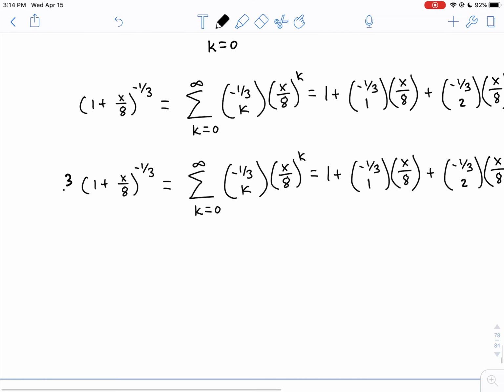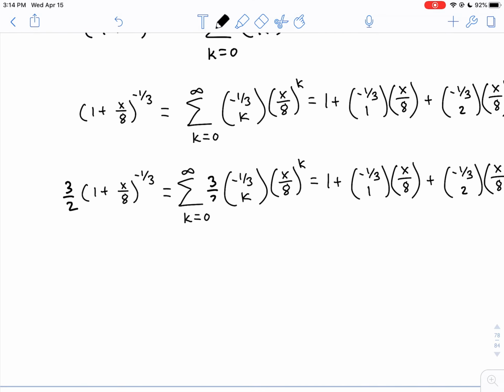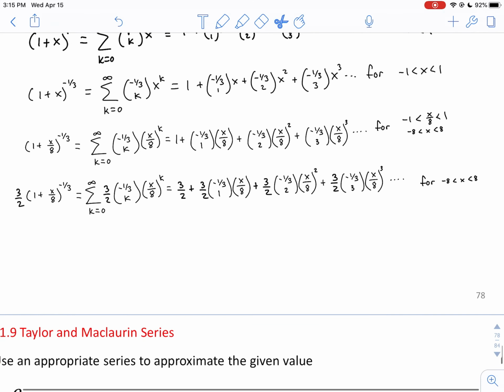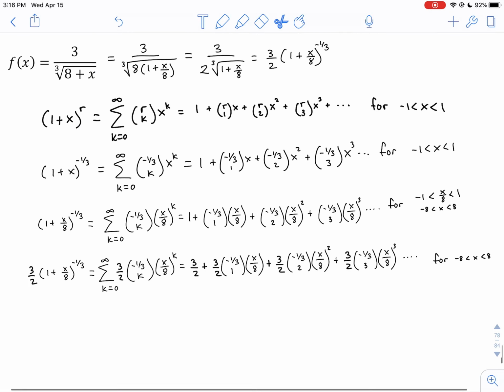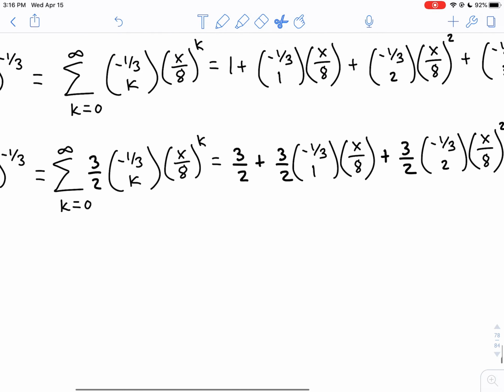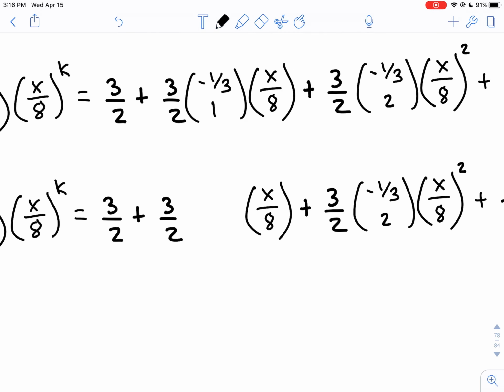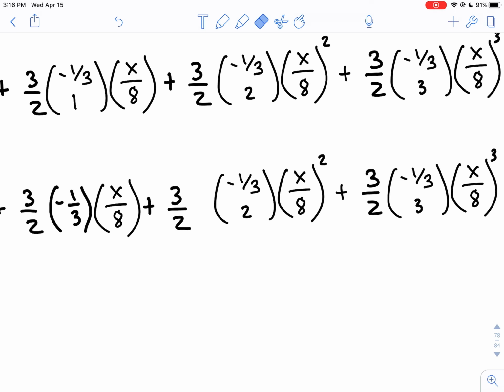And now we're going to finish by multiplying by 3/2. Just put a 3/2 in there, and then all of these terms will be multiplied by 3/2. Okay, and there it is. There's a series expansion for 3 over the cube root of 8 plus x. The final thing I'm going to do is simplify these combinations. Negative 1/3 choose 1: r choose 1 is always just going to be r. So in other words, we just get a negative 1/3 here. Okay, now let's change the next combination.